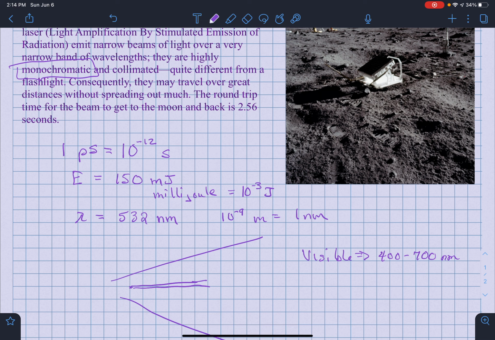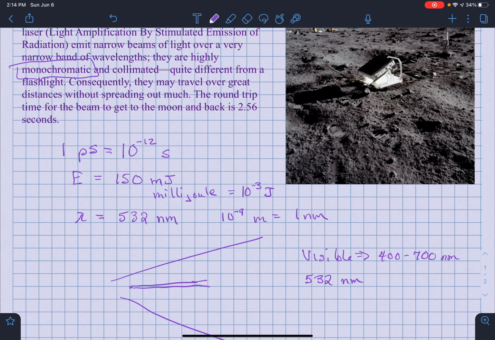So a flashlight emits throughout the visible region of the spectrum. A laser beam, however, only emits a very, very narrow range of wavelengths, and the range actually depends very much on the type of laser that's being used. But with a laser beam, we can specify, in this particular case, that it's emitting a wavelength of 532 nanometers, plus or minus a fraction of a nanometer.